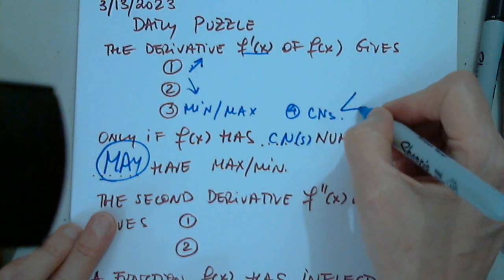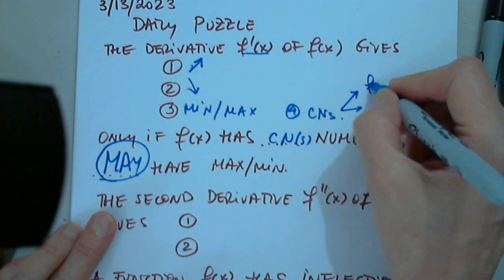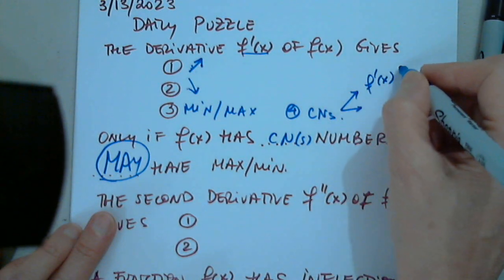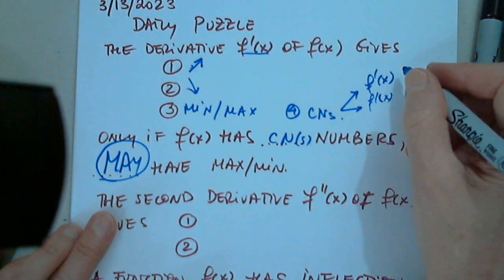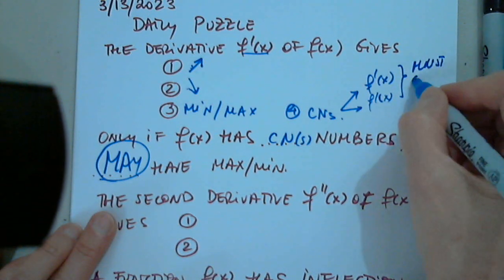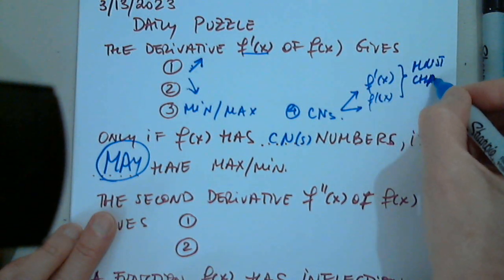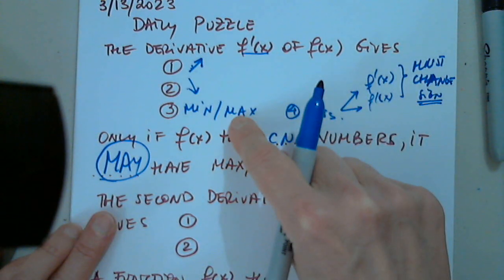So critical numbers, after we determine them, we have to study the sign of f prime. If the sign of f prime, I shouldn't write it twice, but you know what I mean, must change sign. Otherwise, there is no max min.